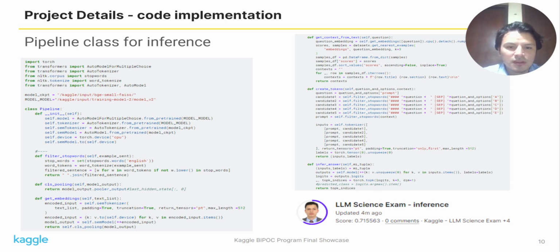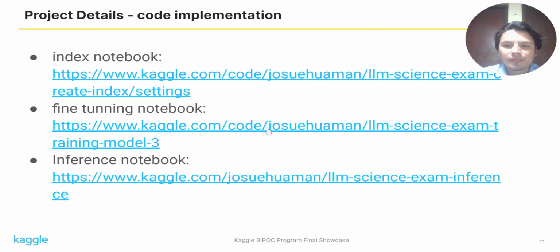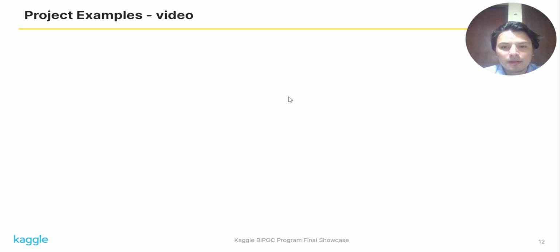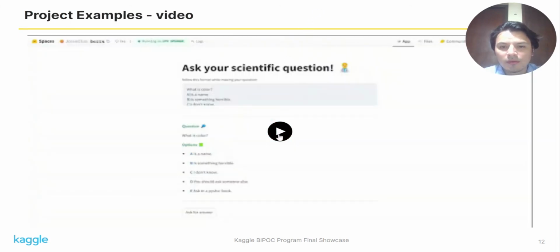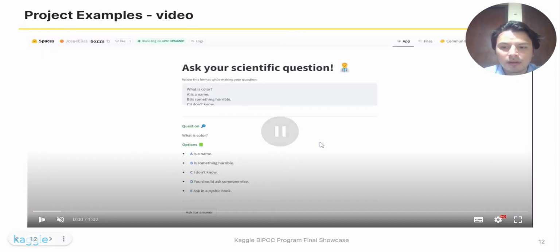With this implementation, inference was conducted on the test dataset provided by Kaggle, resulting in a score of .71. Here are some of the notebooks that were necessary in order to complete this project. And finally, I have a little video where I'm showing how the model is performing.